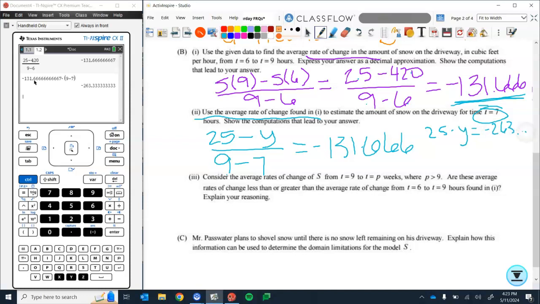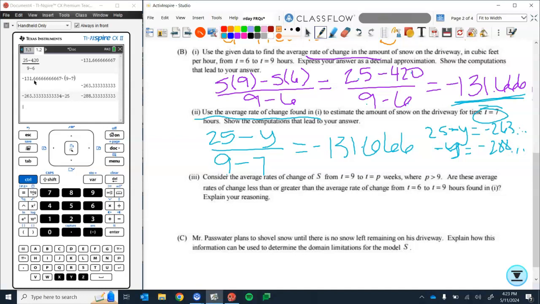You wouldn't even necessarily have to write it down. I'm just putting that down because I'm not typing it back in. And that is a minus. I'm trying to get y by itself. So I'm going to subtract 25 from that. So I'm going to do minus 25. So I get that negative y is equal to negative 288 something. So if negative y equals negative that, then y equals that.